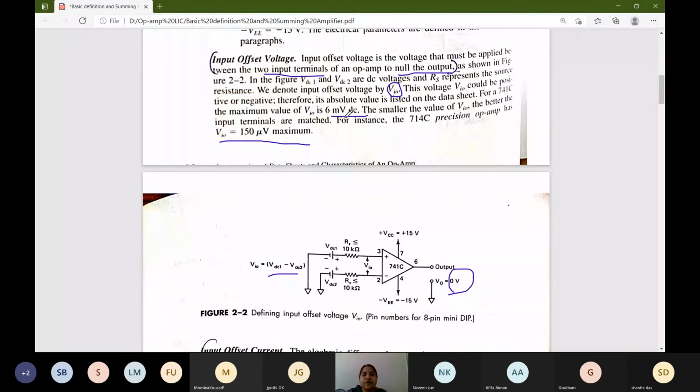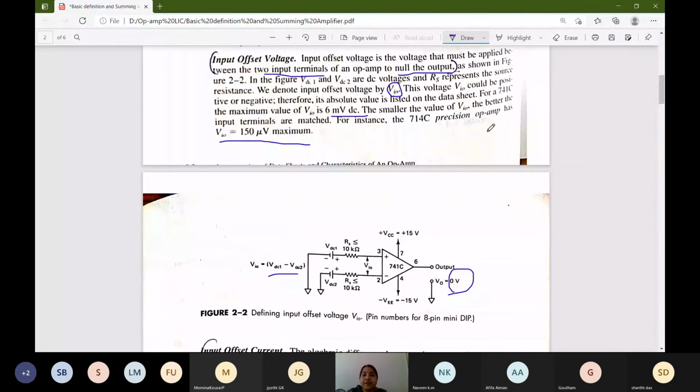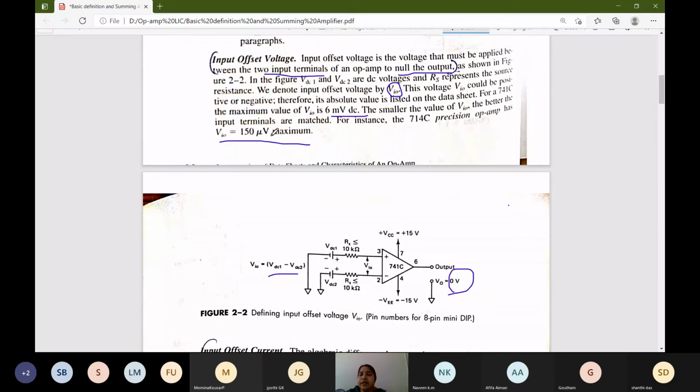The smaller the value of VIO, the better the input terminals are matched. For instance, a precision op-amp is very precise and will give very good output, meaning its offset voltage will be nearly 150 microvolts. That means it is very good. It can be used for getting precise values. But practically it will be nearly 6 millivolts. So if you get the input offset voltage as 6 millivolts, that much voltage is required to make the output 0. That is the meaning of that.